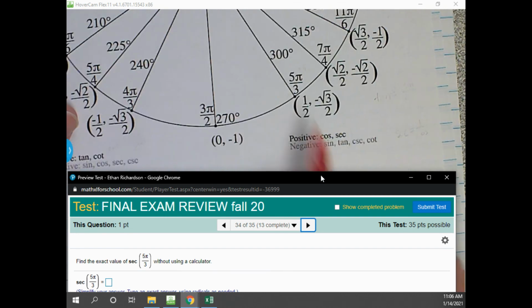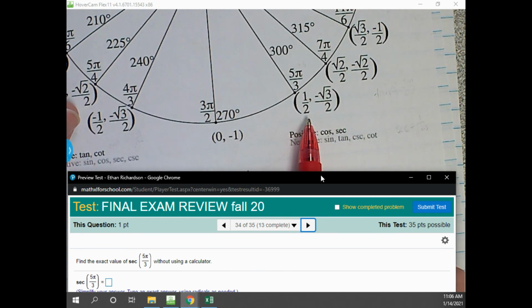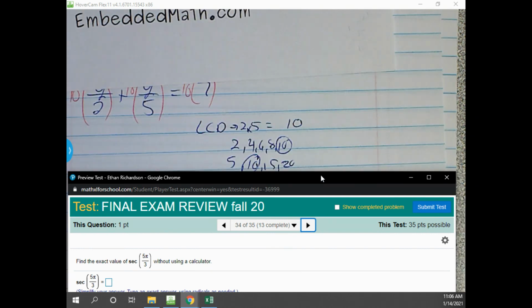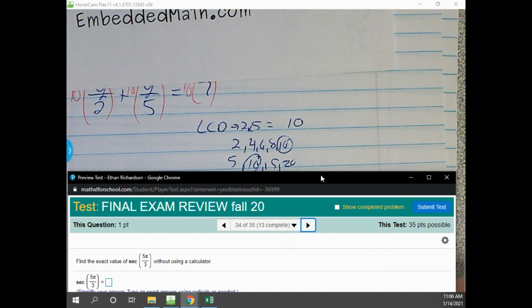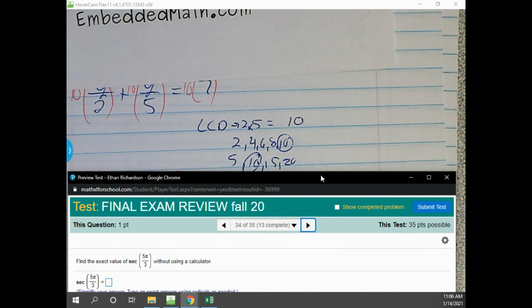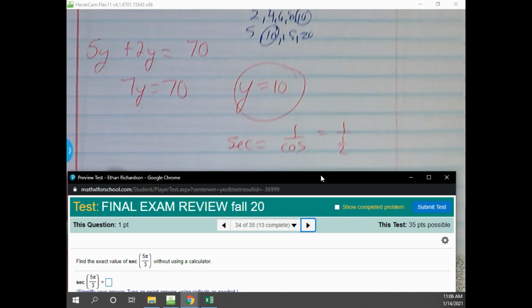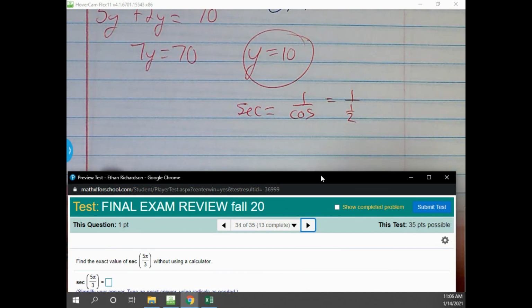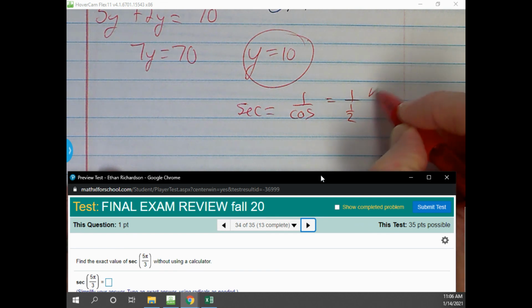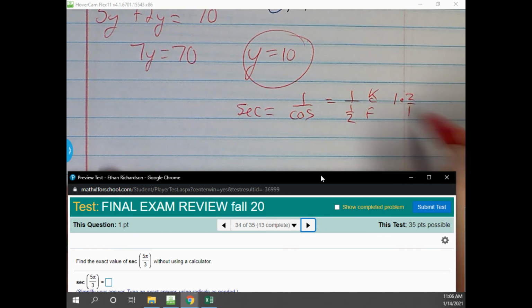Okay, and again, for 5 pi over 3, cosine was 1/2. So this one, they're actually a little bit easy on you. So this is 1 over 1/2. And if it's 1 over 1/2, this is where you can keep it, change it, flip it. So this is 1 times 2 over 1, which is 1 times 2, which is just 2.